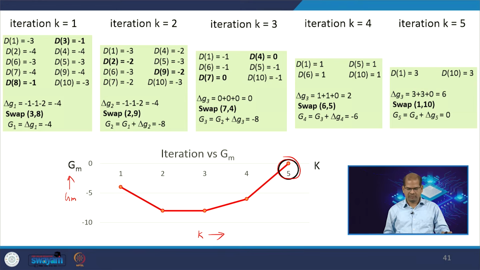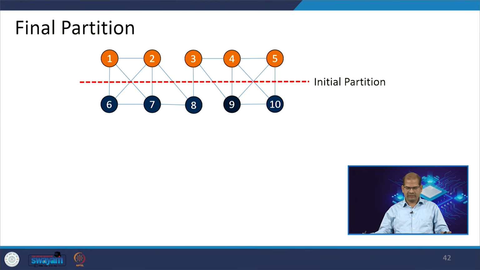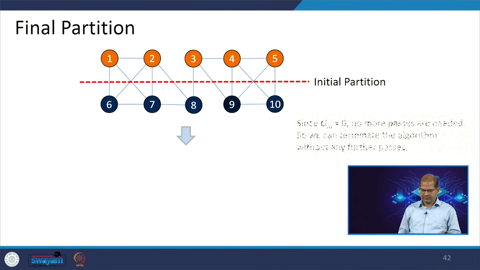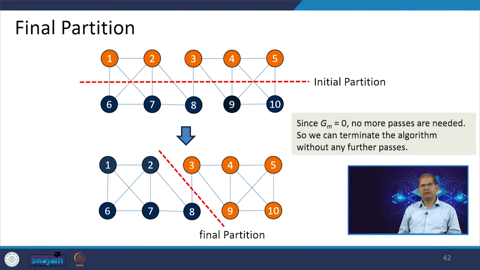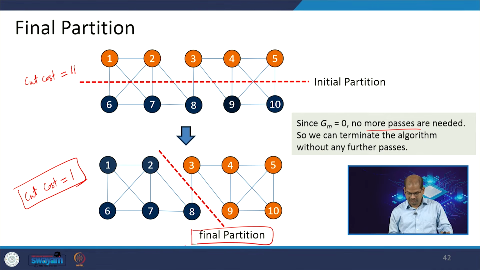I do not need any further pass, since my overall gain is 0. So, this is my initial partition, and my gain is finally 0, so no further passes are needed. We can terminate the algorithm here, and this is my final partition. In this case my cut cost was 11, and in this final partition the cut cost has become 1. So, the final partition is the best partition, because I have reduced the cut cost by 10.